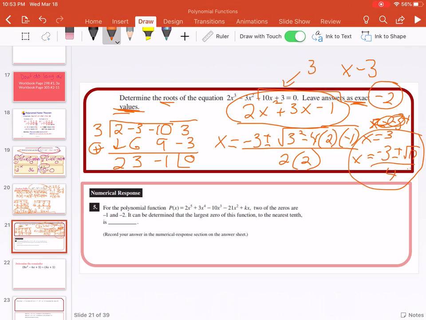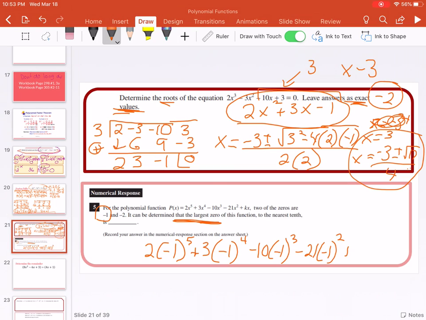Okay, so my next question here: for the polynomial function, 2 of the zeros are negative 1 and negative 2. It can be determined that the largest zero, so we're trying to find the largest zero. I would use the factor theorem again, or you could say the remainder theorem. If negative 1 is a zero of this equation, that means if I substitute negative 1 in for all of my x's, it should result in a polynomial that equals 0.